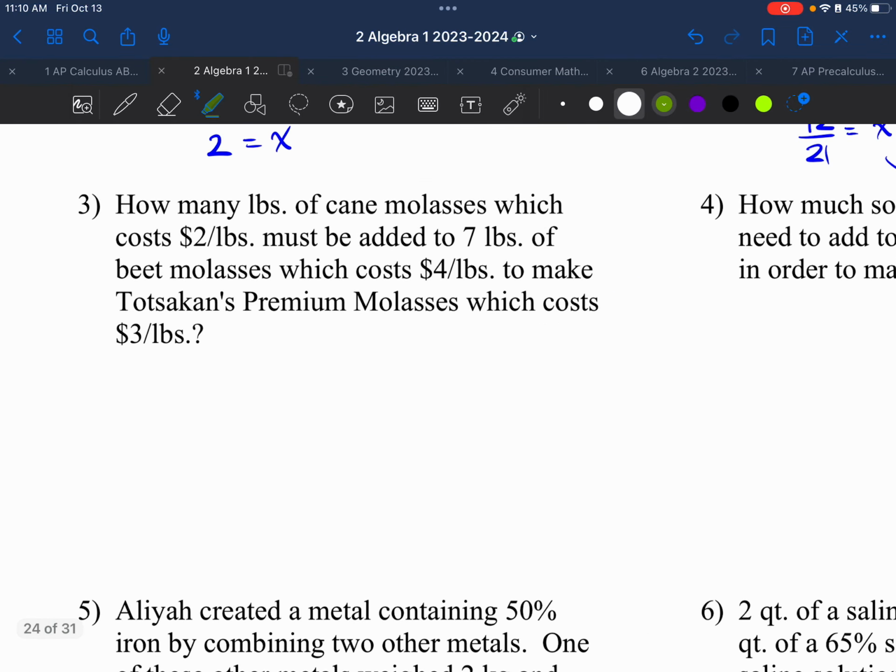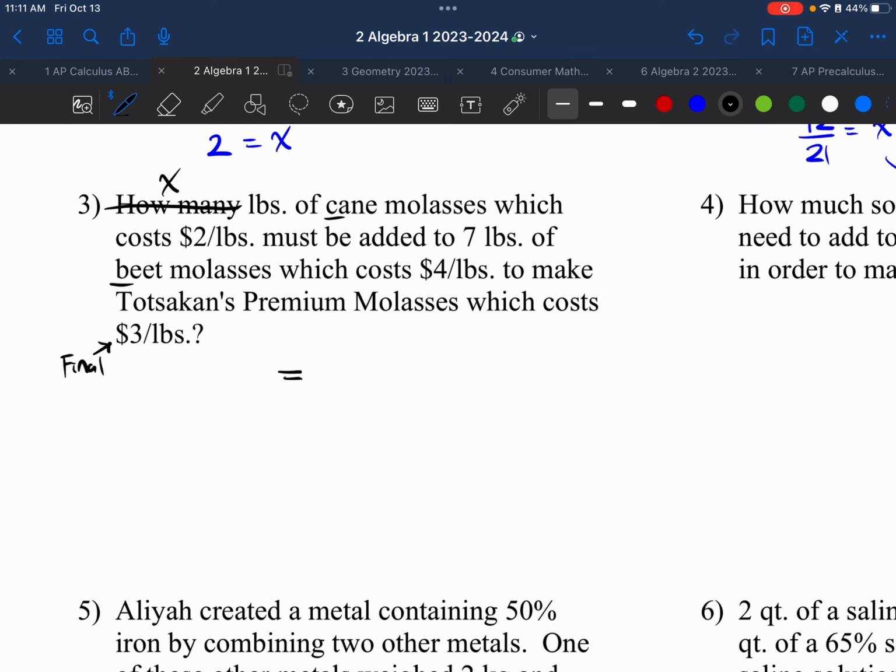Every single time I see the words "how many," I usually cross it off and change this to x. So it's x pounds of cane molasses, and that's $2 per pound, must be added with 7 pounds of beet molasses. I think my variables here are going to be C for cane molasses and B for beet molasses, which costs $4 per pound, to make the premium molasses, which costs, for the final amount, the final cost is 3.